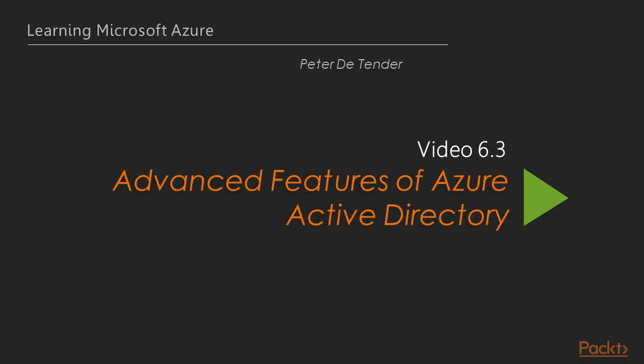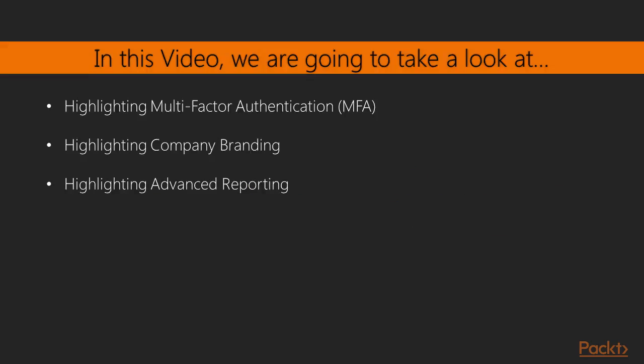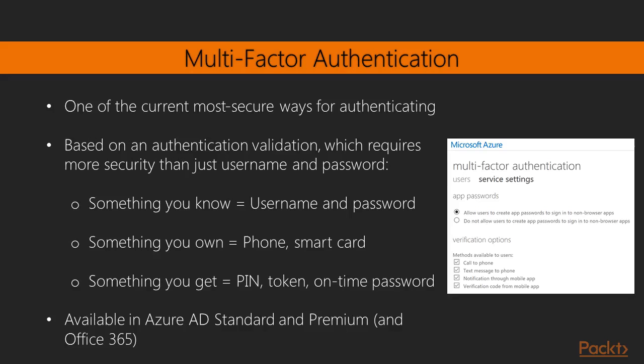Welcome to the next video in this course talking about Azure Active Directory advanced features. In this video, I want to highlight multi-factor authentication, company branding, and advanced reporting. Three interesting enterprise-oriented features available out of Azure Active Directory. Let me start with multi-factor authentication.